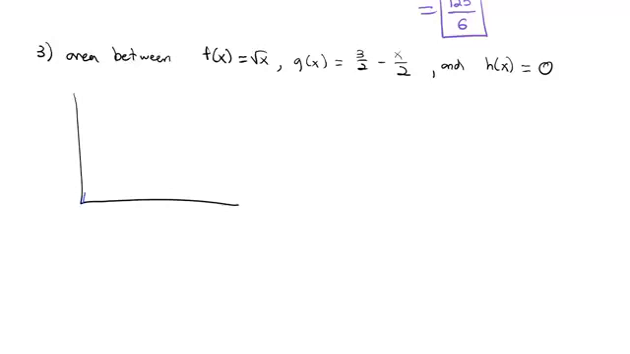So f of x equals the square root of x is going to be this blue function. G of x starts at 3 halves and has a slope of negative 1/2, so it's this green function.